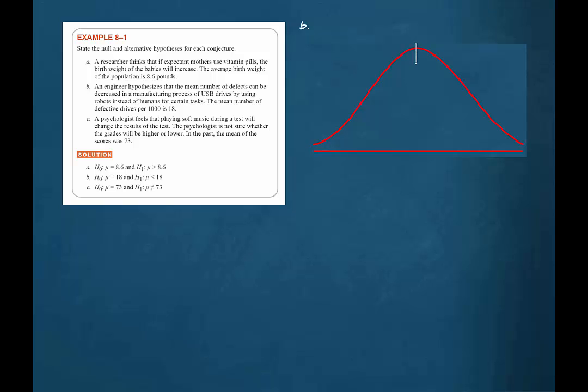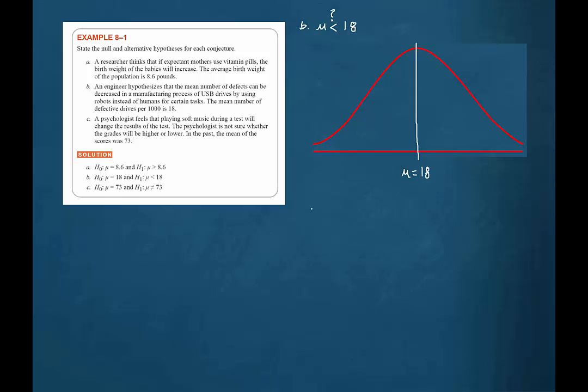So, the mean number of defects is 18 per 1,000. And this time, the question is, can this mean number of defects be decreased? So in other words, after employing this process of using robots to do these tasks, will the mean be less than 18? So the question is, will the population mean be less than 18?